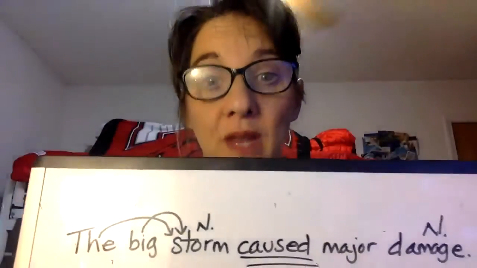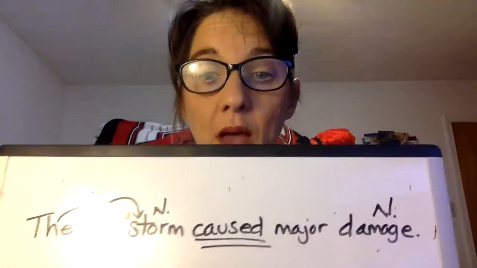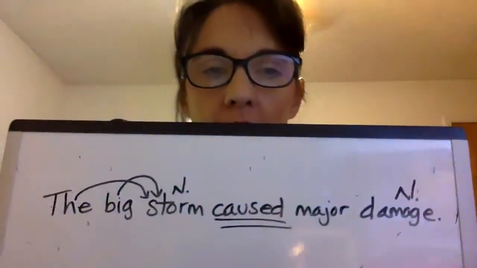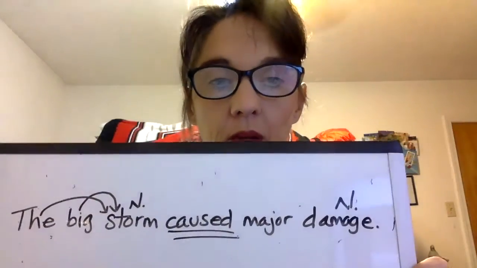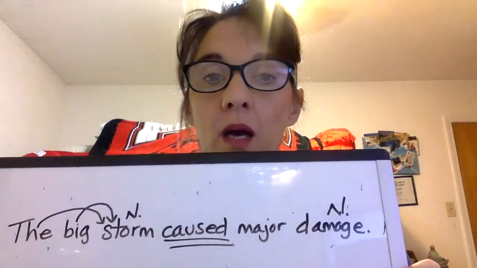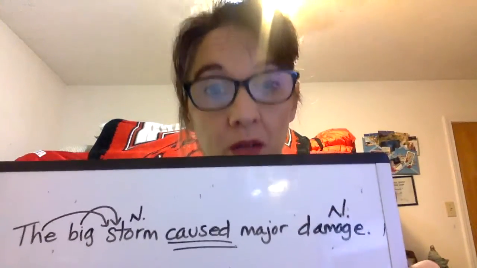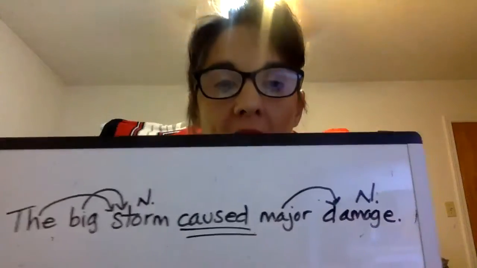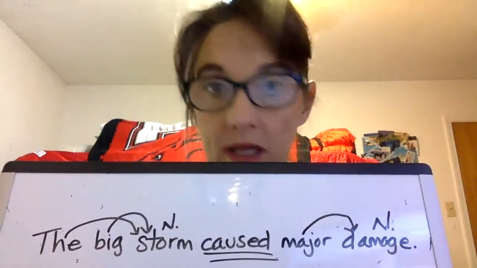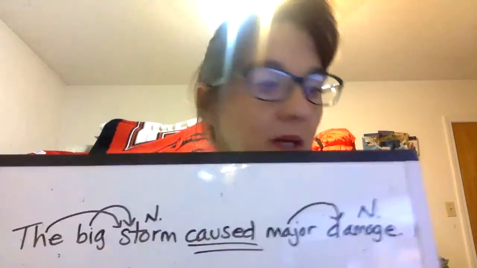And I'm going to draw an arrow. Make sure that I can tell what it's pointing to. We have one word left, major. Does it tell what kind of damage? How much, maybe, how much damage? So I'm going to draw an arrow from our adjective to our noun. Again, if it helps you to label your parts, you certainly can do that. Then maybe it won't be so overwhelming to you. Okay?